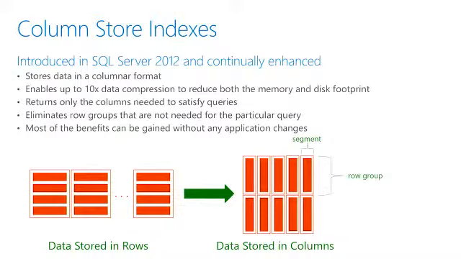Data can be compressed up to 10x. Column store indexes also filter scans by eliminating row groups and segments that are not needed to satisfy the query, which increases the query performance. The gains of column store indexes can be experienced with little or no modifications to your queries.